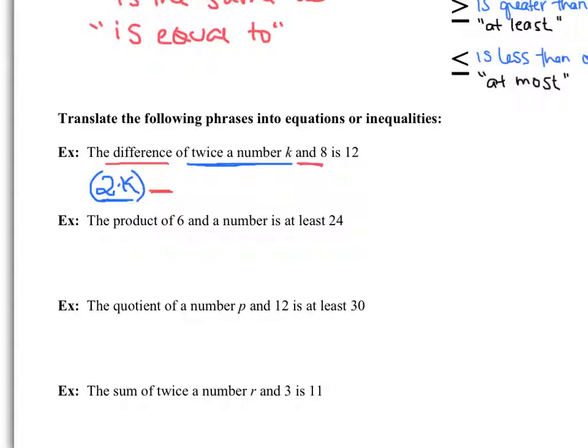So it's the difference, subtraction, twice k and 8. So my 8 just comes after the subtraction. The next keyword or phrase that I see is tiny but important. It's the word is. There's nothing else. So that means it's just equals and then 12. So 2k minus 8 equals 12.